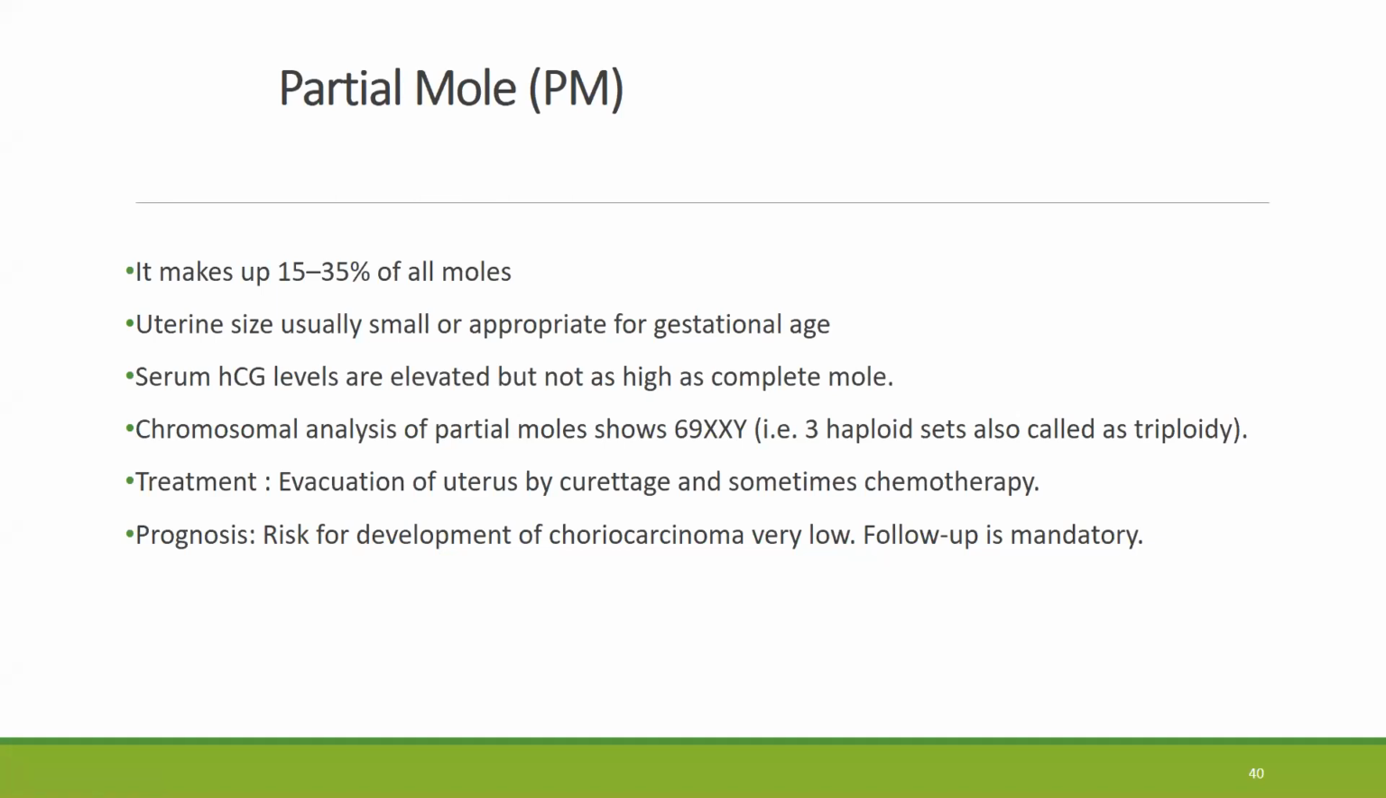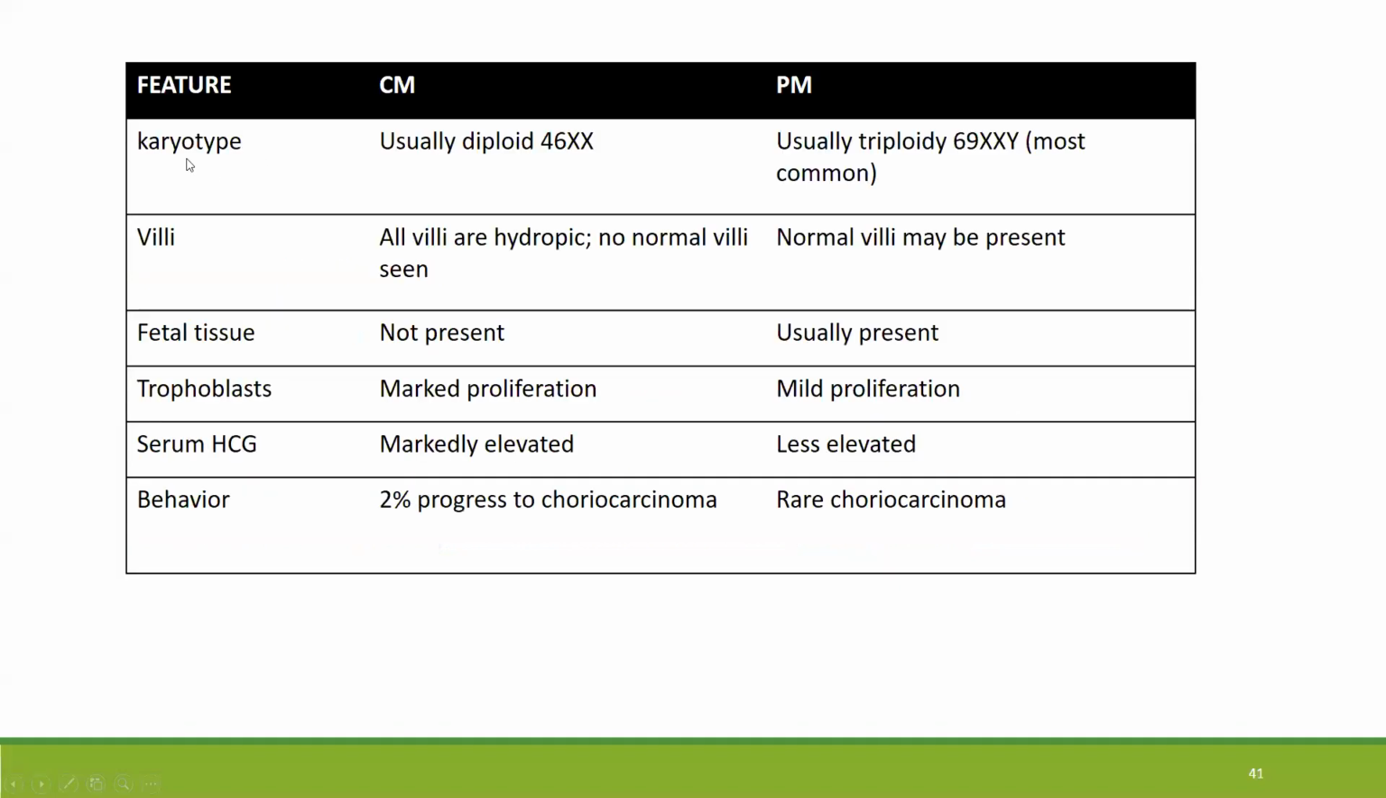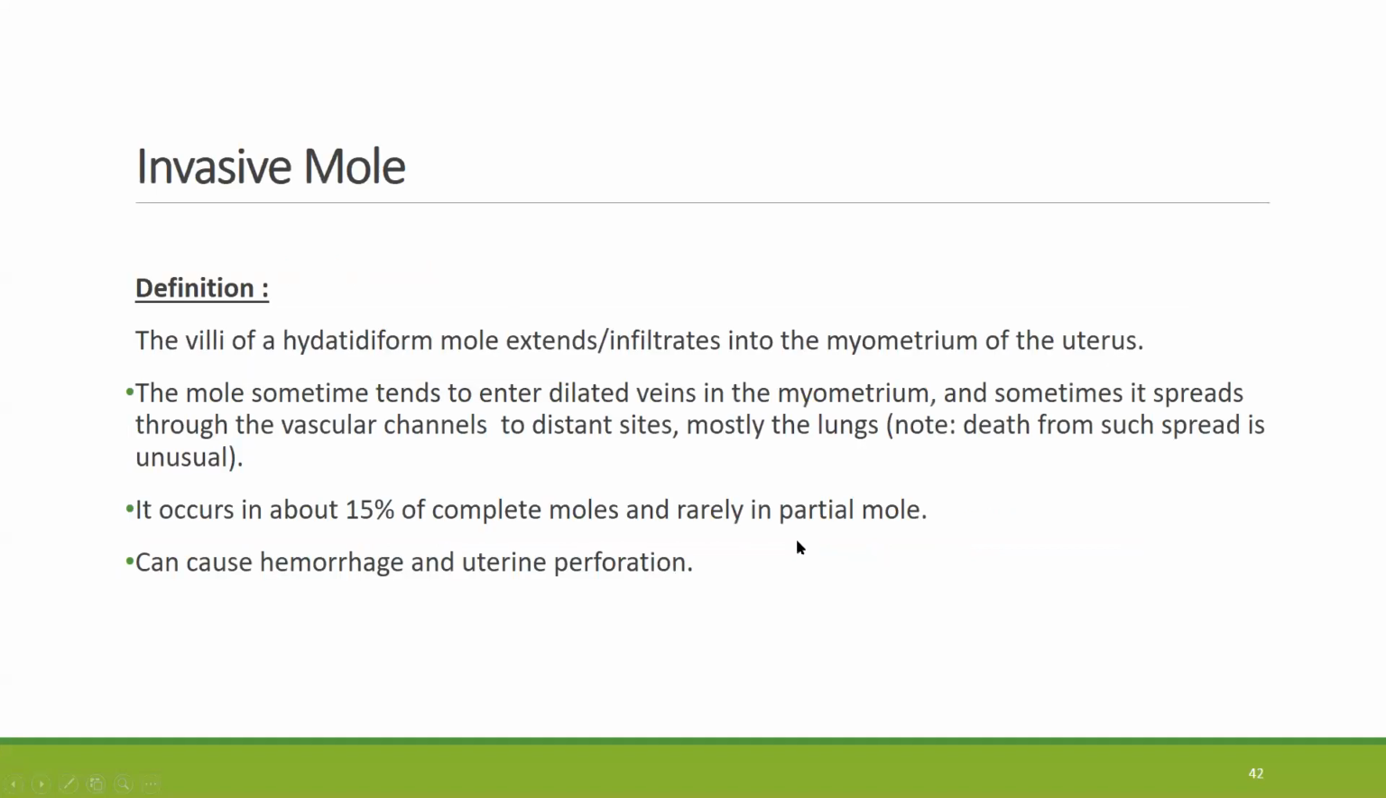Another clinical importance between the two: the complete mole is a good risk factor for choriocarcinoma. So the complete mole can transform into choriocarcinoma. The partial mole is extremely rare to transform into choriocarcinoma. So the karyotype is 46 in complete mole, 69 in partial mole. Villi, as I explained, fetal tissue can be seen in partial mole. We see the possibility of choriocarcinoma in complete mole, very rare in partial mole.